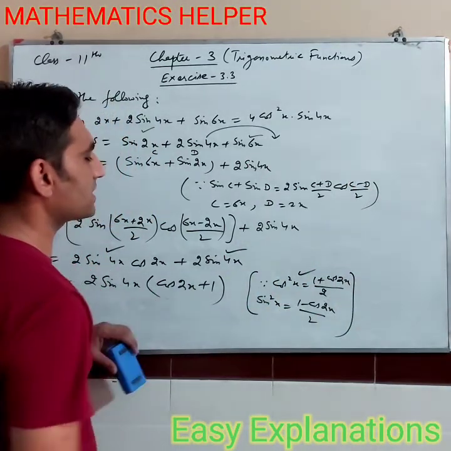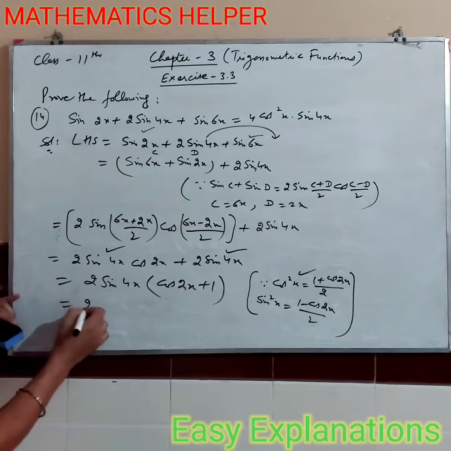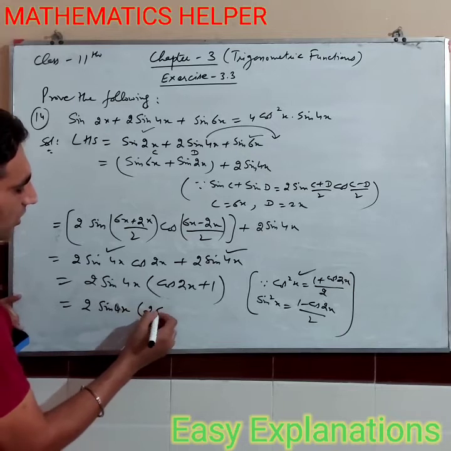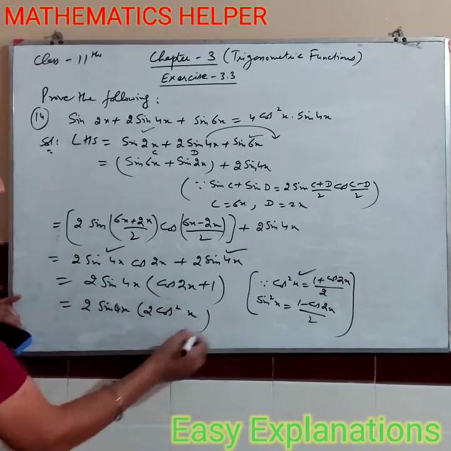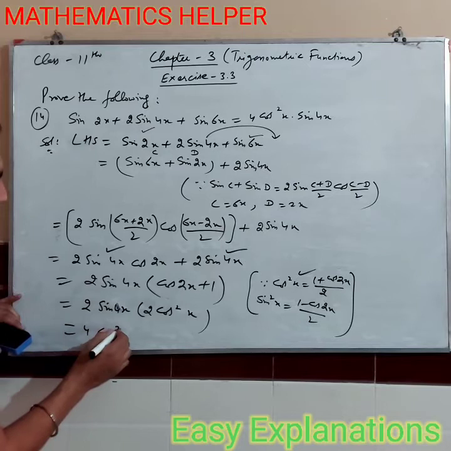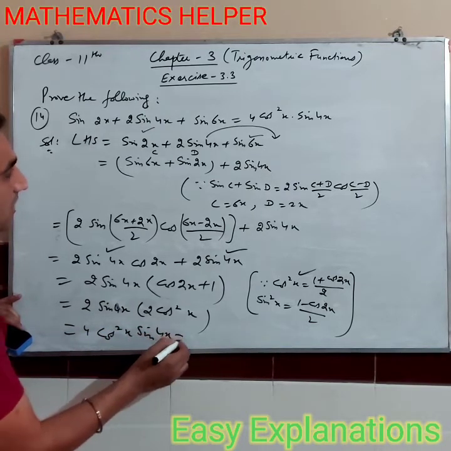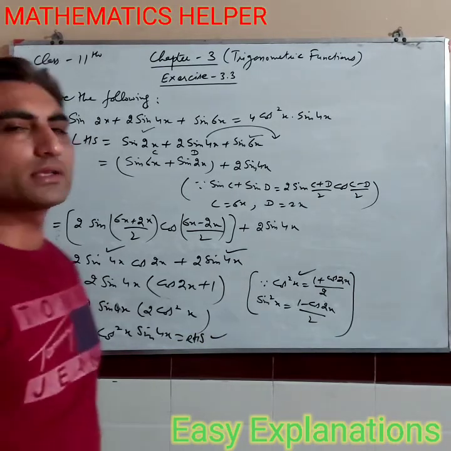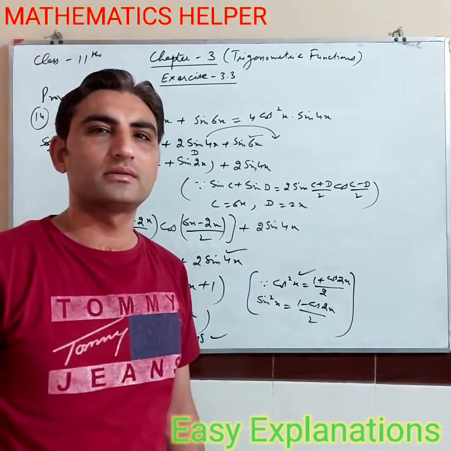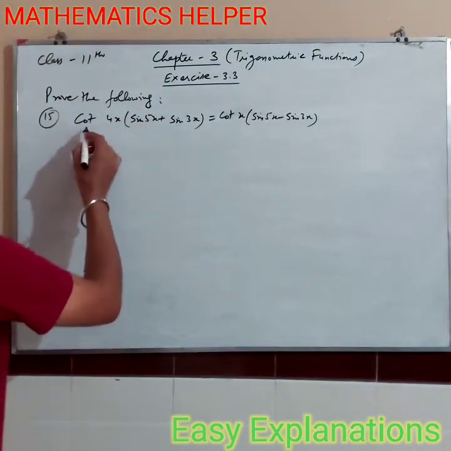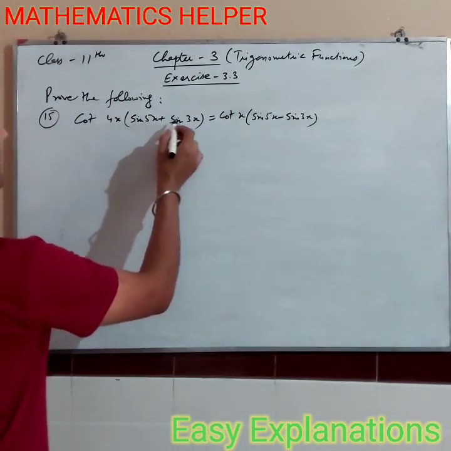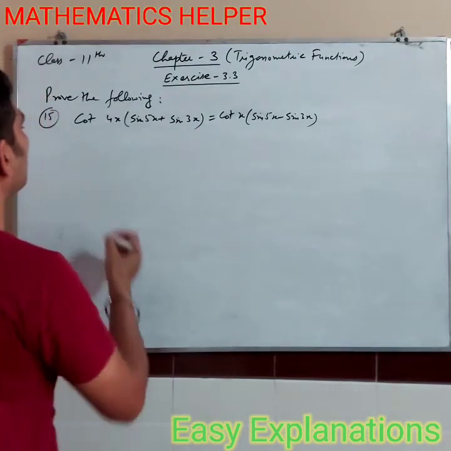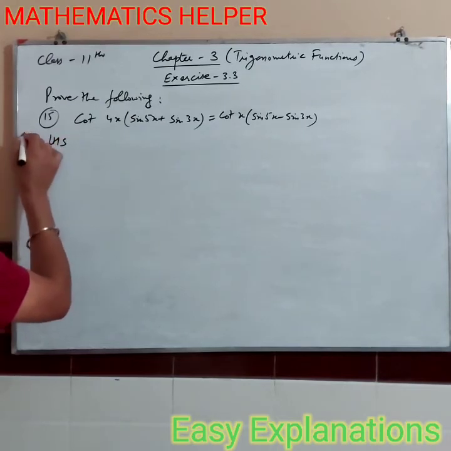So you have to use this first formula here. So we have to write 2 sine 4x and 2 cos square x, and 2 into 2 is 4 cos square x into sine 4x, which is the required answer of the right side of equality. So this was 14. See what is given in question number 15 after this. Question number 15 is cot 4x into sine 5x plus sine 3x equal to cot x into sine 5x minus sine 3x. Let's start from the left hand side of equality.